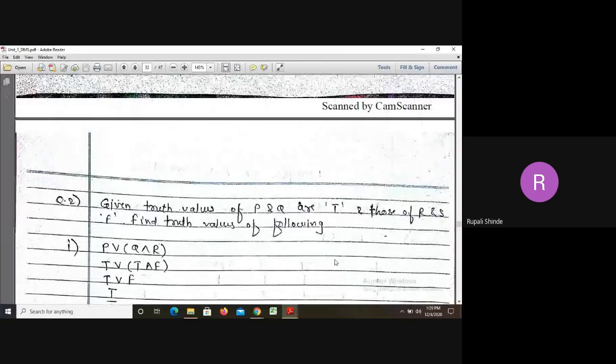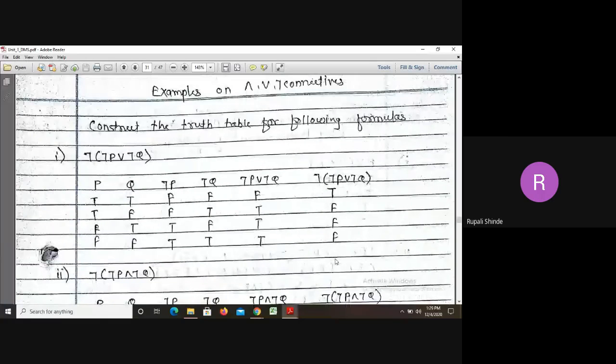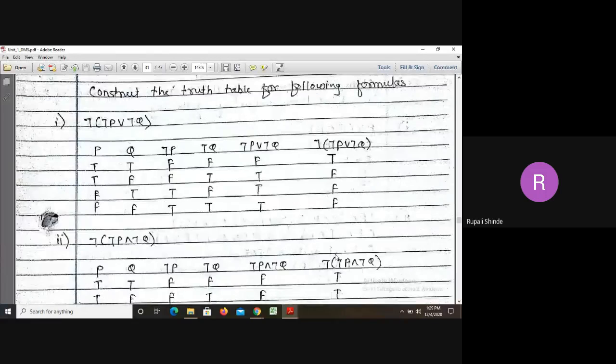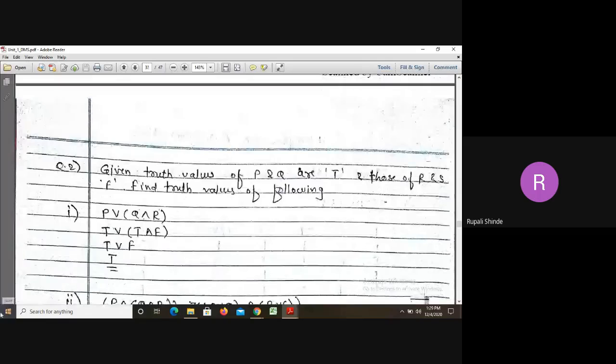So here some examples are given. First question, just we have to construct truth table. So I think there is no need to solve this kind of problems. So second one, given the truth values of P and Q as T, and those of R and S as F, find the truth values of following. So this kind of questions they have asked.